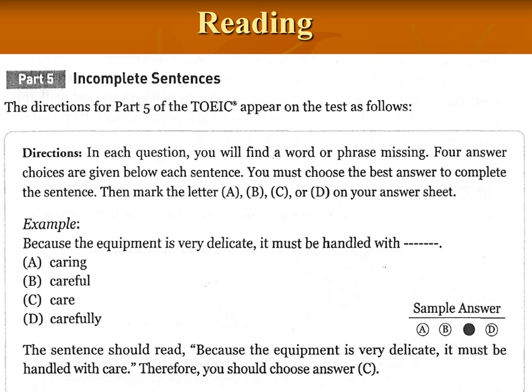And here is an example. Because the equipment is very delicate, it must be handled with sure care. Not carefully, not careful, not adjective, not adverb, and not gerund. With care. So the sentence should read: because the equipment is very delicate, it must be handled with care. So therefore you should choose answer C.